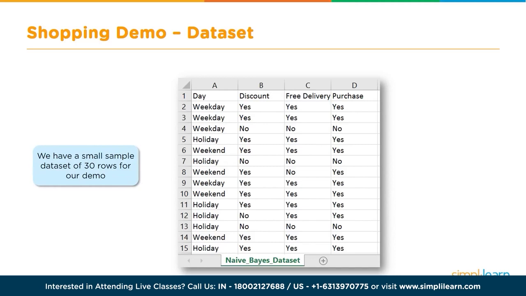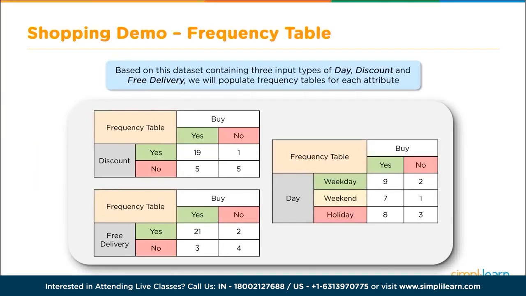The first thing we want to do is take this data, based on the data set containing our 3 inputs, day, discount, and free delivery, and populate it into frequency tables for each attribute. So we want to know if they had a discount, how many people buy and did not buy. Did they have a discount? Yes or no? Did we have a free delivery? Yes or no? On those days, how many people made a purchase and how many people didn't? And the same with the 3 days of the week. Was it a weekday, a weekend, a holiday? And did they buy? Yes or no?